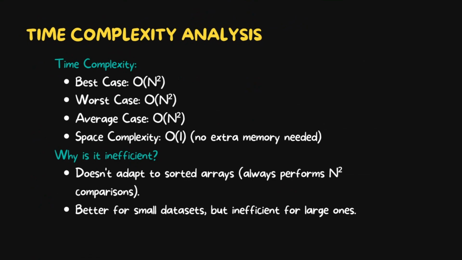Why is selection sort inefficient? It always takes O(n²) time even if the array is already sorted. It performs n² comparisons, making it slow for larger datasets. This is why selection sort is mainly used for small datasets or educational purposes.